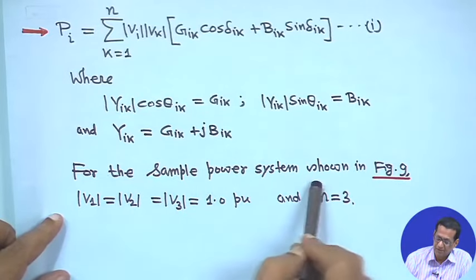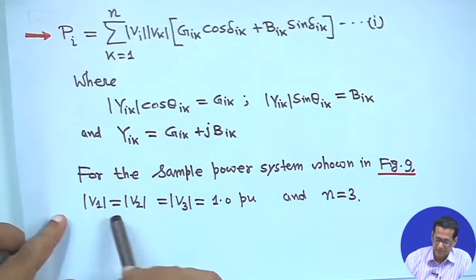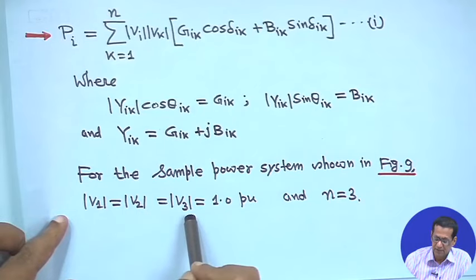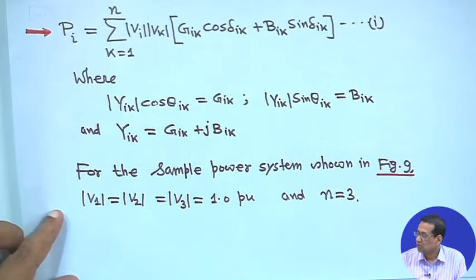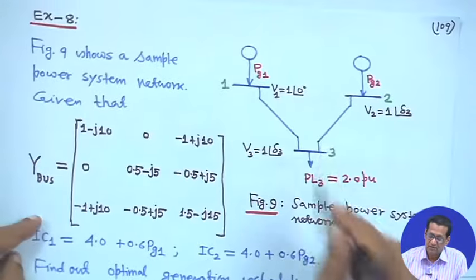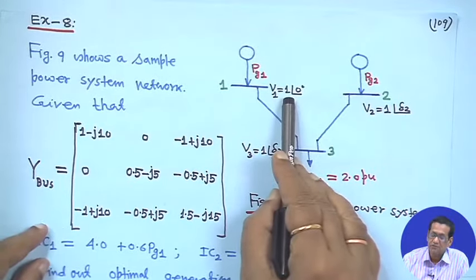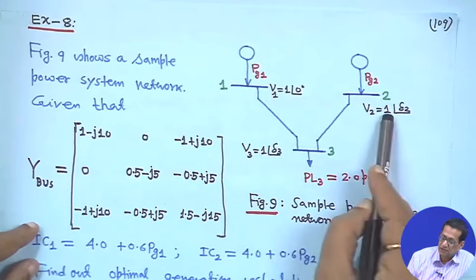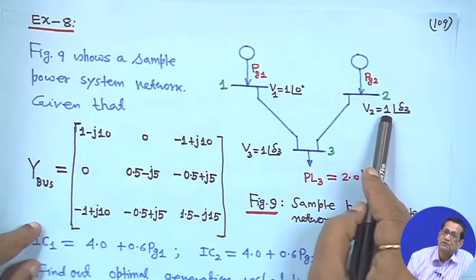Now, for the sample power system, as given, magnitudes V1, V2 and V3 are all 1 per unit. That means in this diagram, what is 1 angle 0? The magnitude is 1. Similarly, it is 1 angle 0. At bus 2 also the voltage magnitude is 1.